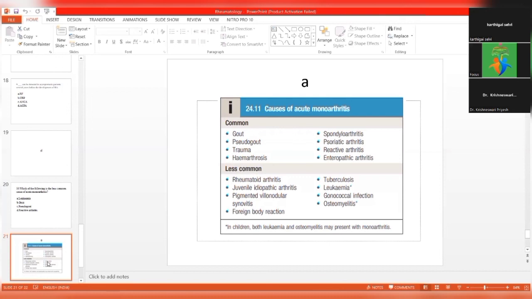It will produce polyarthritis, meaning involvement of more than 5 joints or so, but it very rarely produces acute monoarthritis. So the common causes of acute monoarthritis are gout, crystal induced arthritis, and the most important area where gout affects is the first metatarsophalangeal joint. Okay, very important. Gout affects a single joint, and the most important site in gout is the first metatarsophalangeal joint.